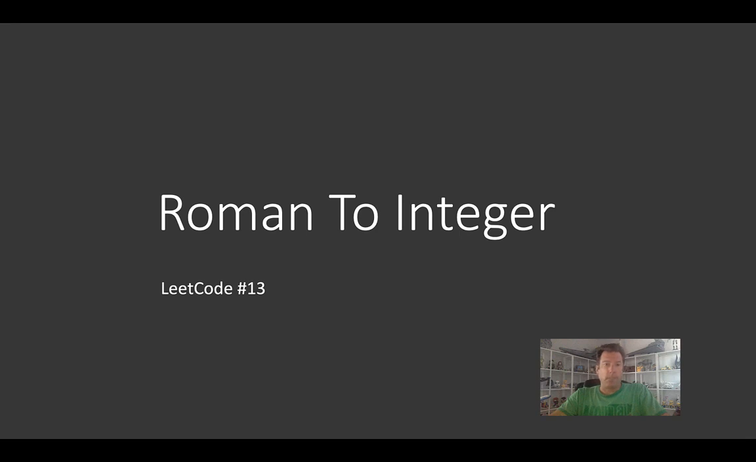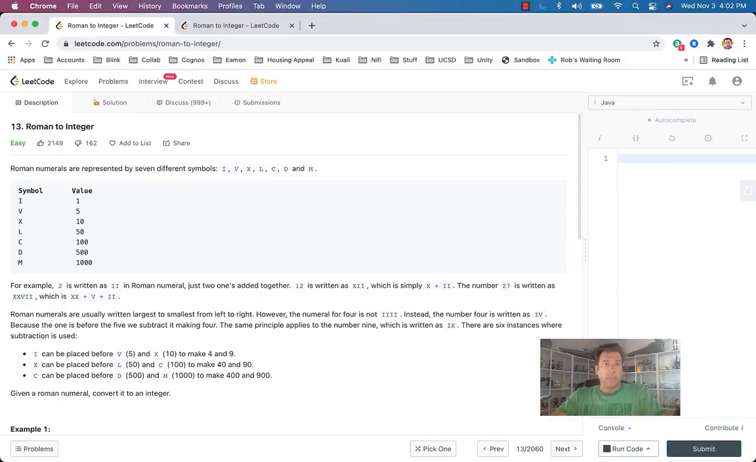Hello! Today we will be looking at Roman to integer, which is LeetCode problem number 13. This states that Roman numerals are represented by the 7 different symbols, I, V, X, L, C, D, and M. And then they go on to list out the values.